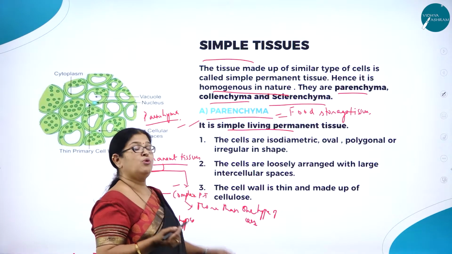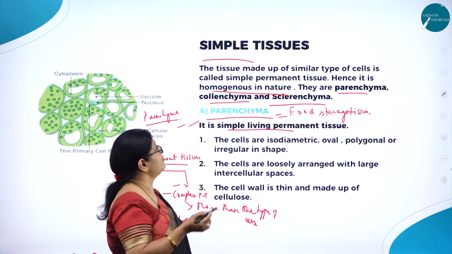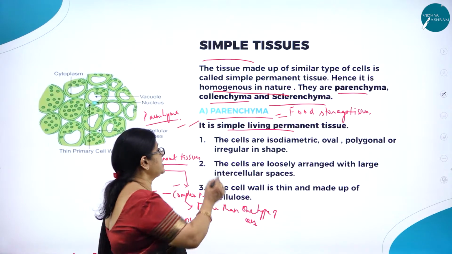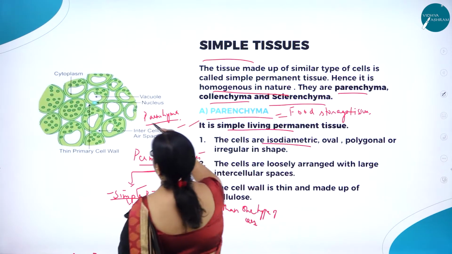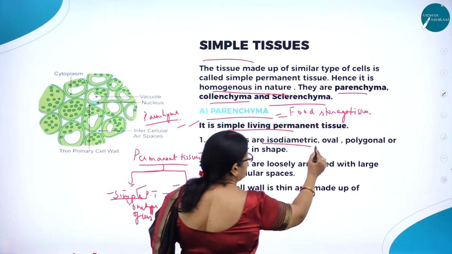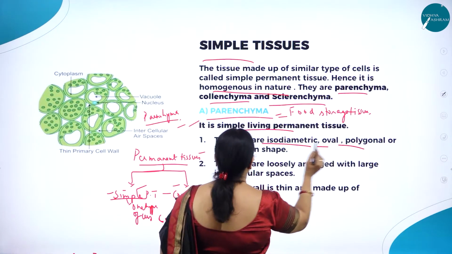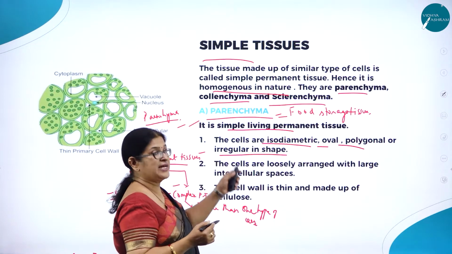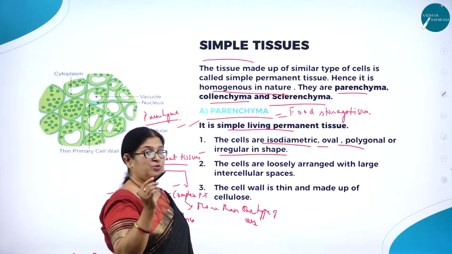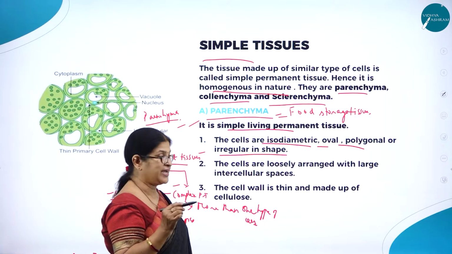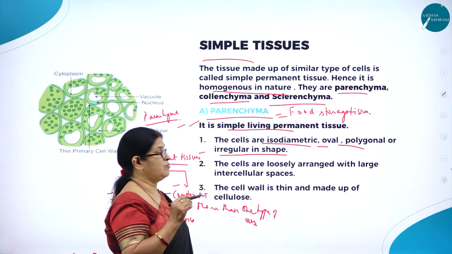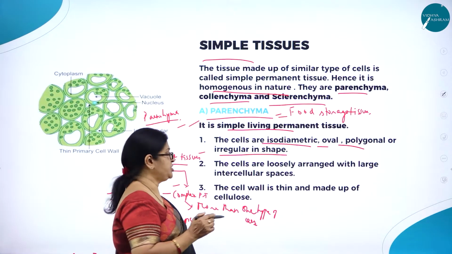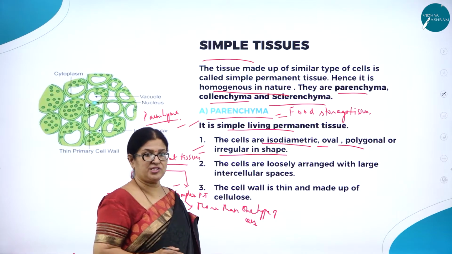In a similar way, what are the cytological features of this parenchyma tissue? The cells are isodiametric. Here you can see they are of the same shape, either oval or polygonal or irregular in shape. So what is the shape? The cells are isodiametric. Almost all the cells are of the same size, either oval or polygonal or irregular in shape. This is the first cytological feature.